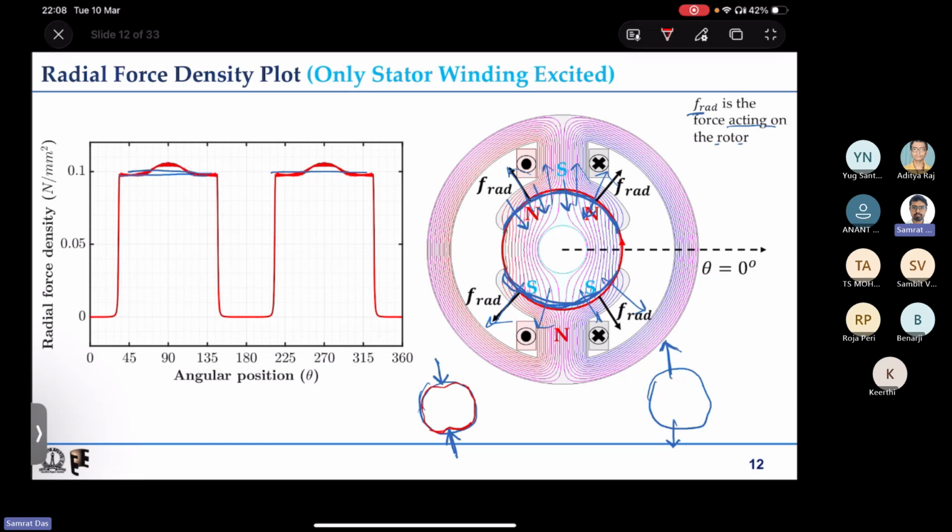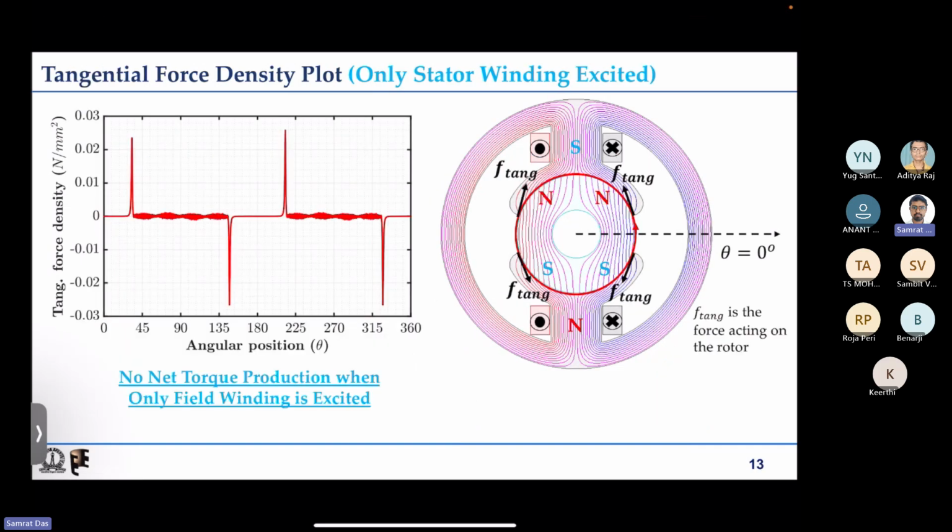So assuming the rotor to be a rigid body, the rotor does not deform, and there is no net force that leads to displacement of the rotor, because both these forces tend to cancel each other, one upward, another downward. So no net force along the vertical direction, no net force along the horizontal direction, so the rotor does not move in either direction. So the radial force does not lead to any displacement of the rotor. Now let us try to look at the tangential force density plot.